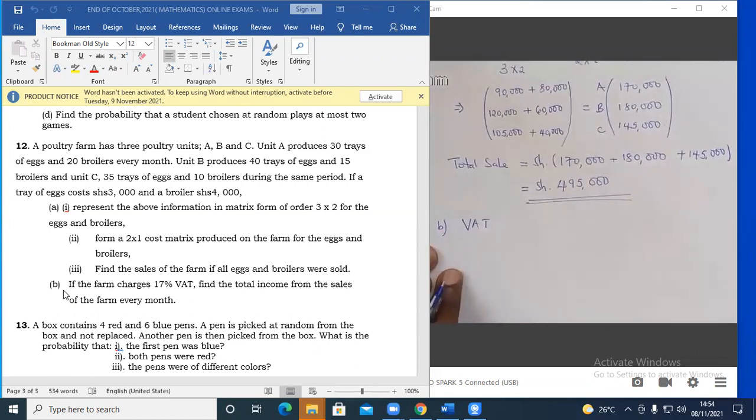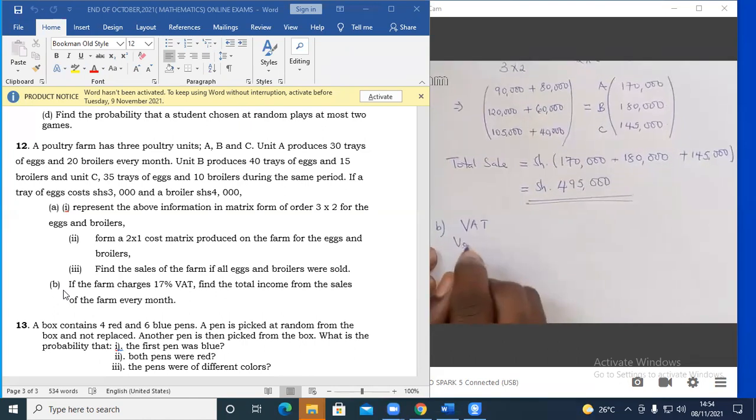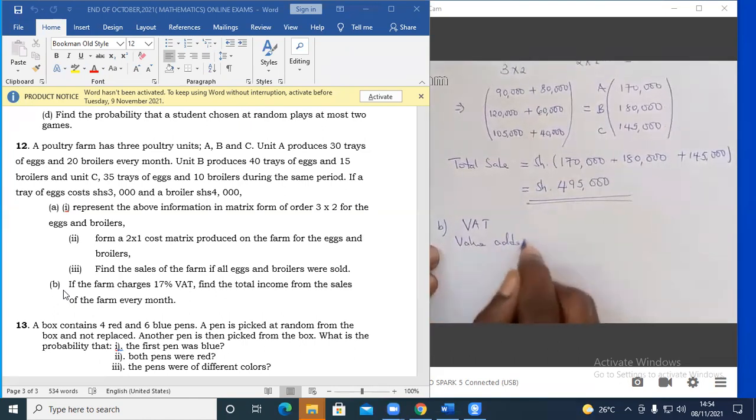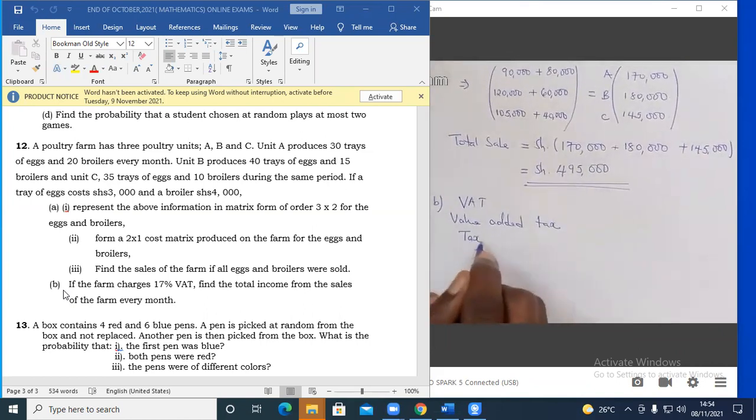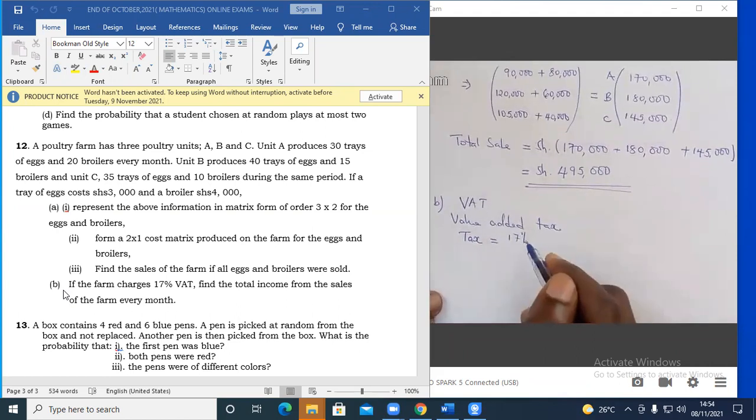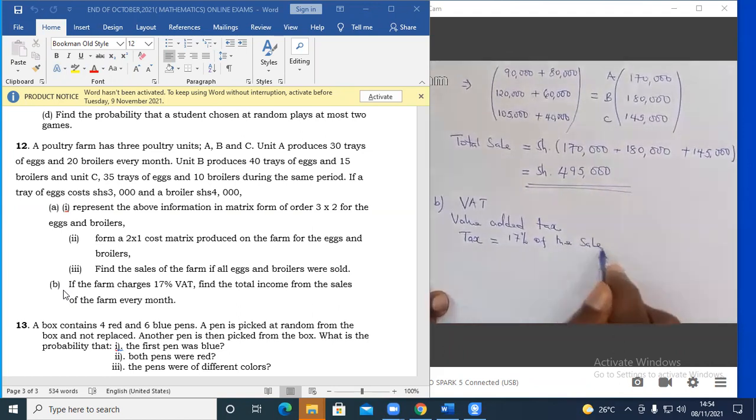What is VAT? Value added tax. So this farm was paying how much on tax? 17 percent of the sale. Okay? Are you together?